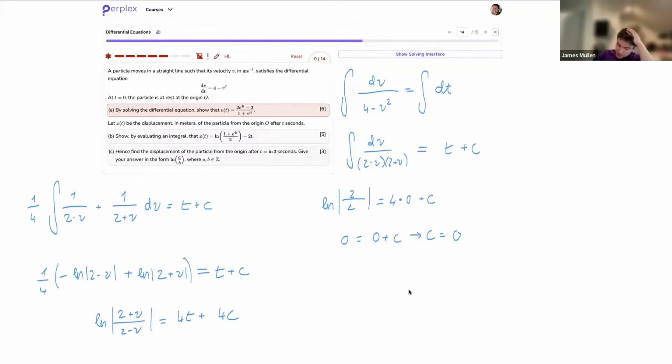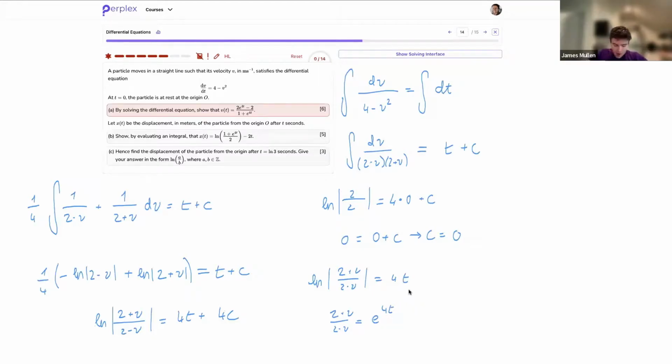So now, in other words, I can say that ln of 2 plus v over 2 minus v is equal to 4t, which means that 2 plus v over 2 minus v is equal to e to the power 4t.